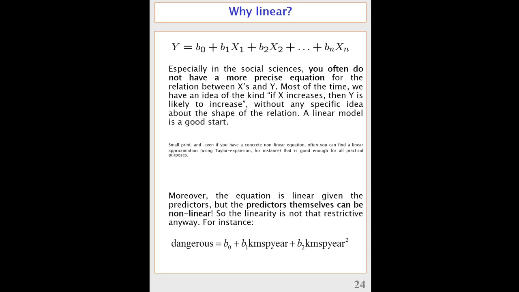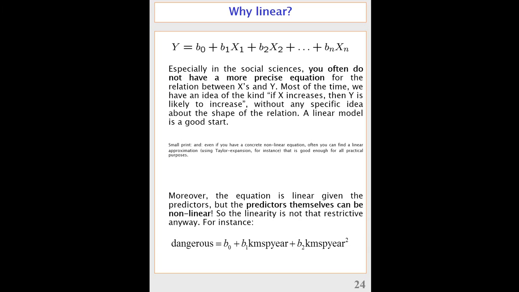And the second argument here is that it has to be linear in the variables themselves. So we can easily do something like this, where we include the number of kilometers per year squared, or the square root of that variable, or some other kind of transformation. As long as we keep this separate, this can still be estimated. So here we are trying to estimate the best fitting parabola of kilometers per year as a predictor for dangers.